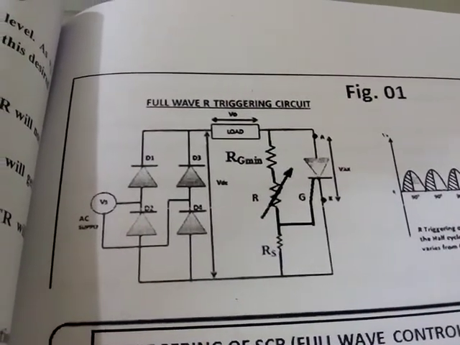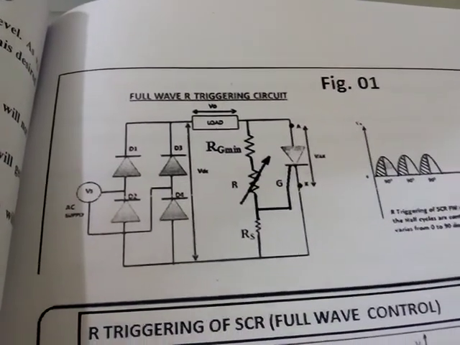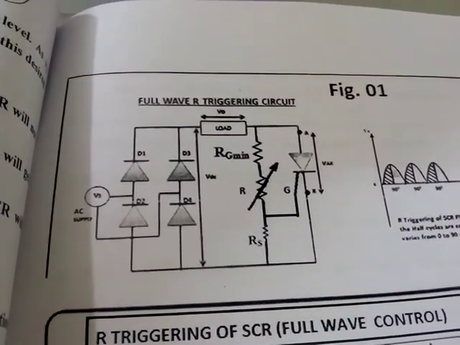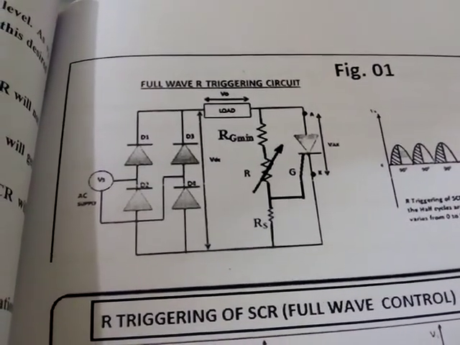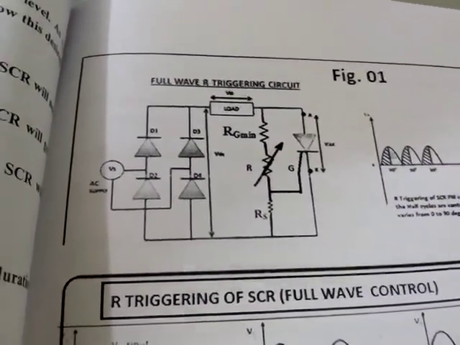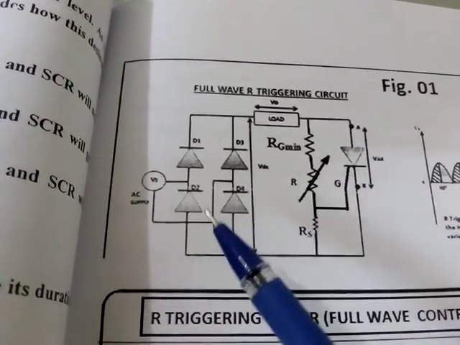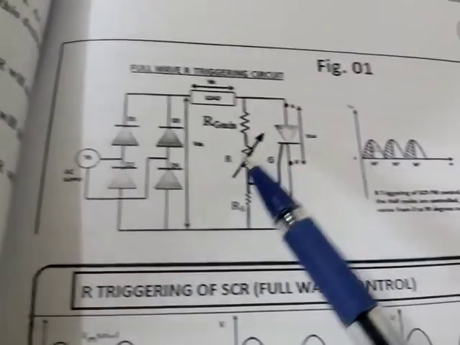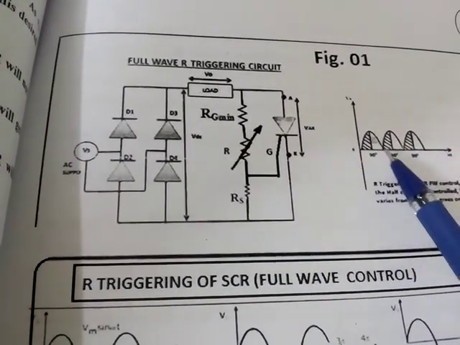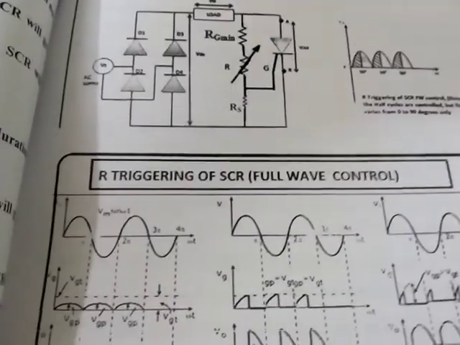In your syllabus, it is not mentioned whether it is full wave or half wave, but usually half wave would be enough, hence we will not take this. In case you are interested, you can study yourself. The only thing is, here you full wave rectify before applying to the load, so you get both the half cycles for control at the load. All other operations are similar.